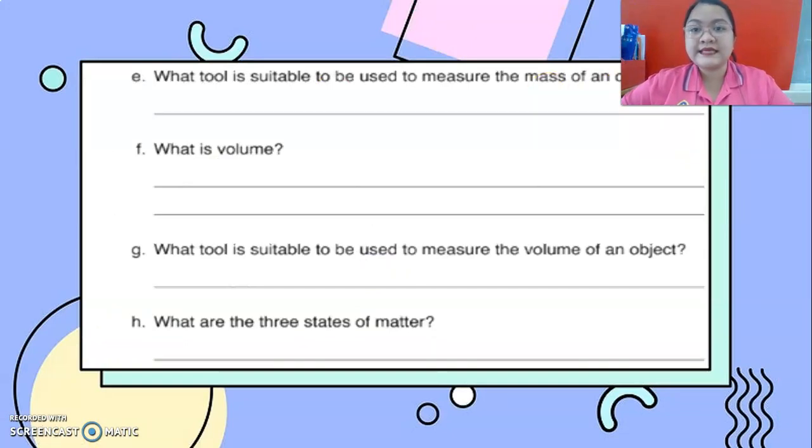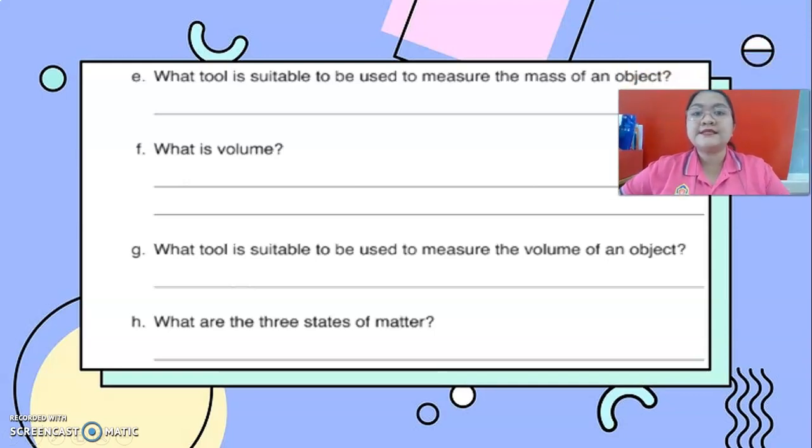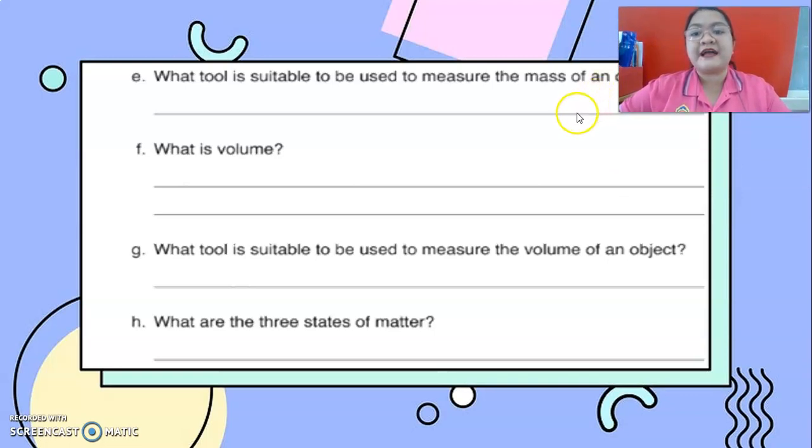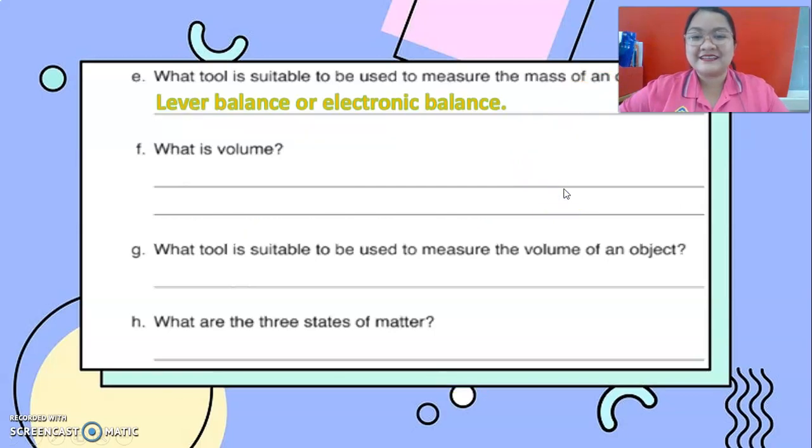Next, letter E. What tool is suitable to be used to measure the mass of an object? Should we use lever balance, measuring cylinder, electronic balance, or syringe? 5, 4, 3, 2, 1. The answer is, very good, lever balance or electronic balance.